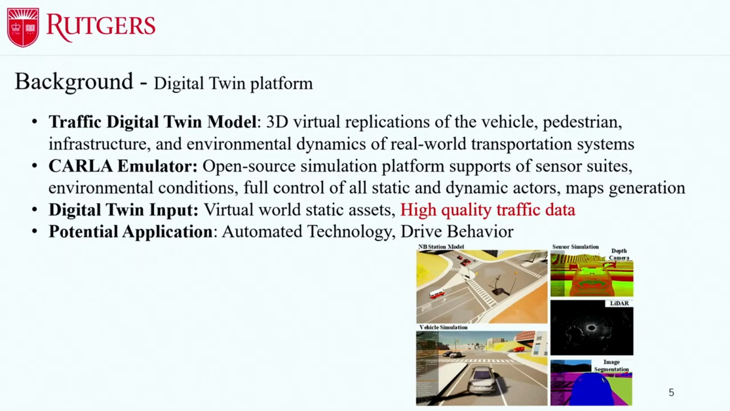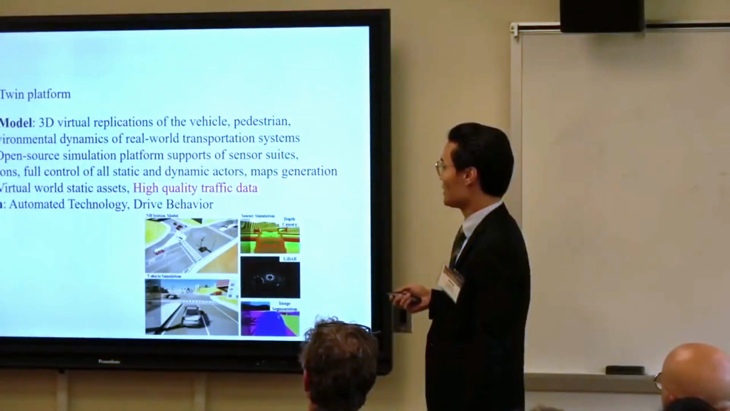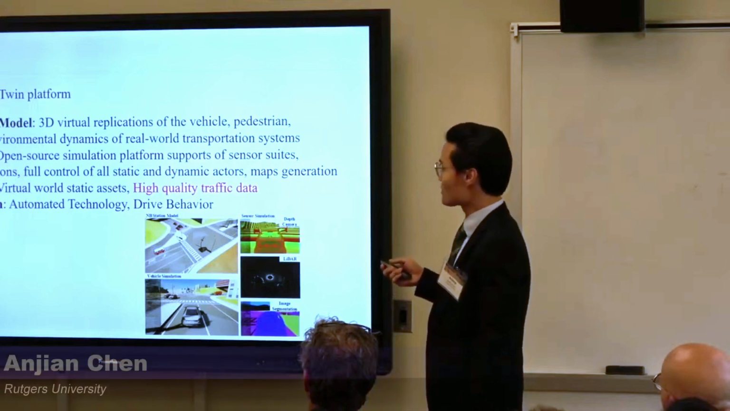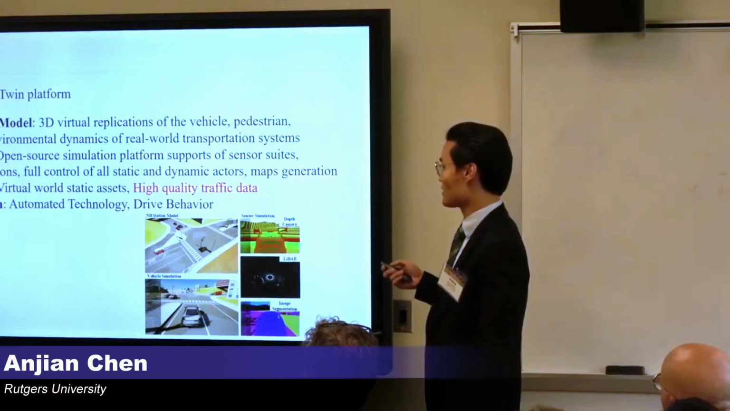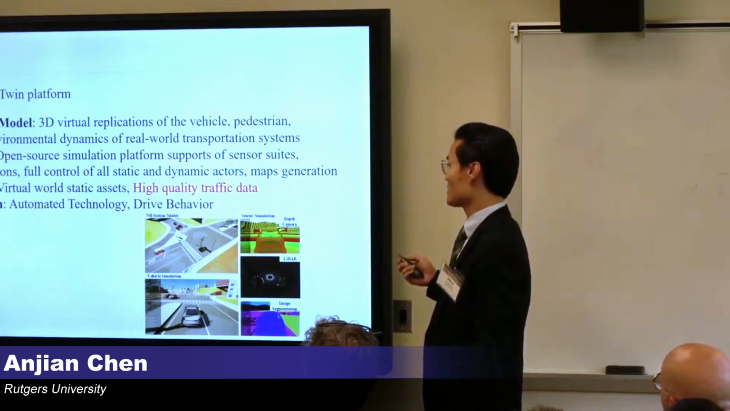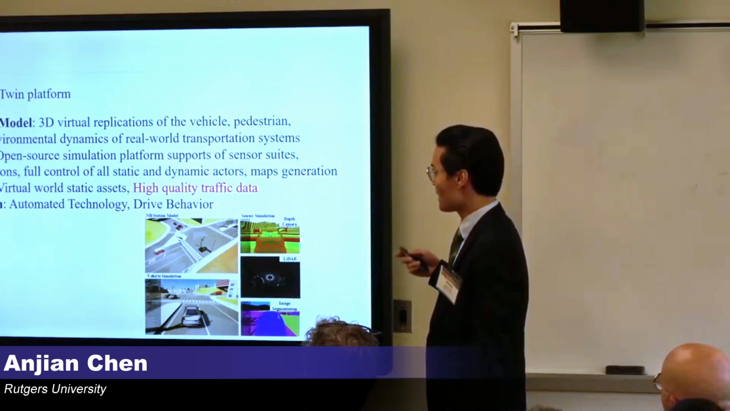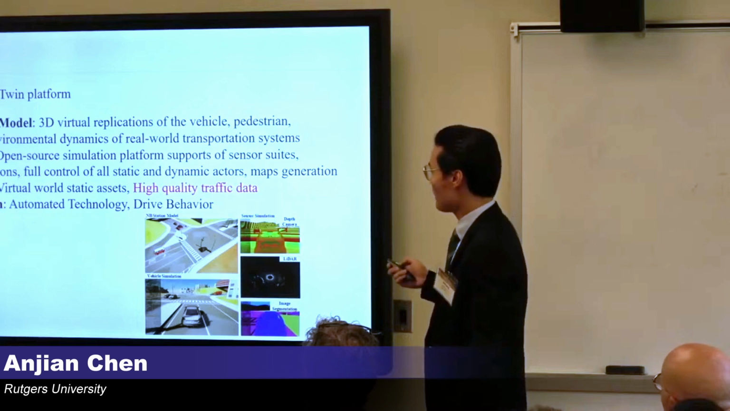And here are some examples. We built up the 3D model for one intersection, the New Brunswick train station, and we have several applications such as connected vehicle simulation and also some sensor simulation in this software. To do so, we need two parts of the data. The first one is the virtual world static assets, and the next part, which is what I focus on today, is the high quality traffic data.